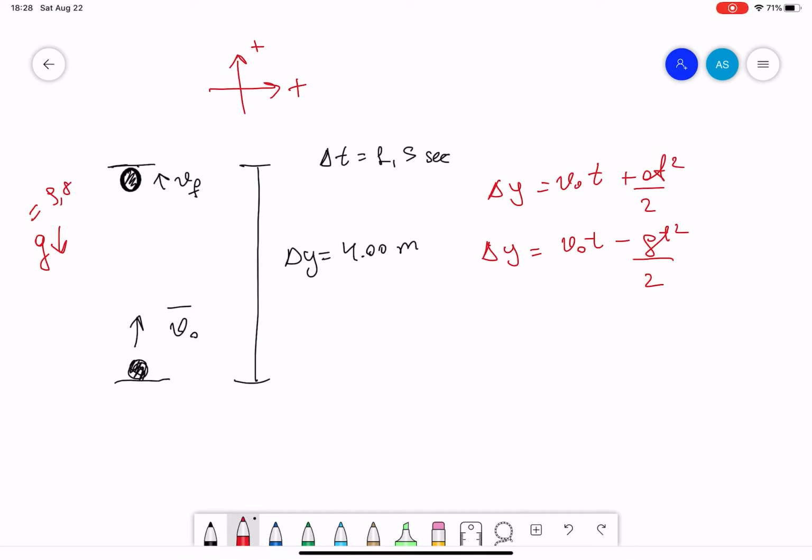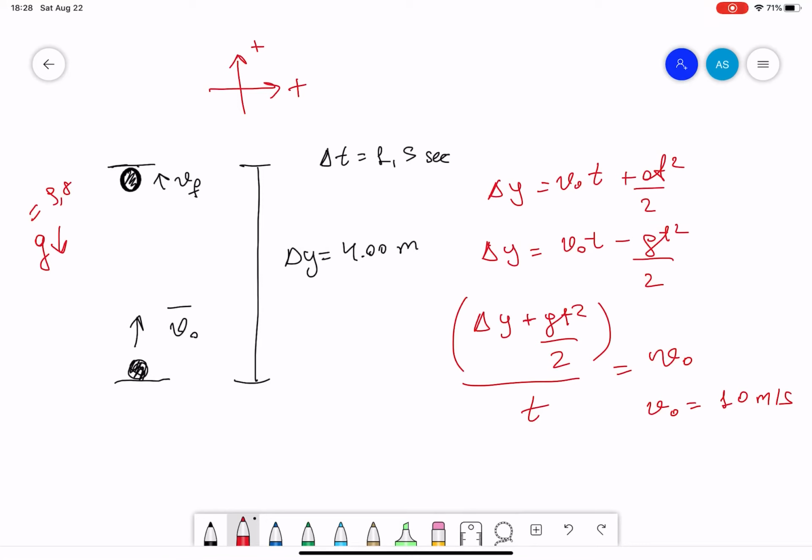So here let's find v initial. Delta y plus g t squared over 2, divided by time, will give you v initial. Now if you plug in the numbers, you should get that your v initial is equal to 10 meters per second.